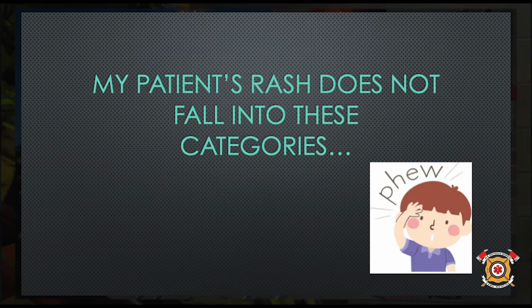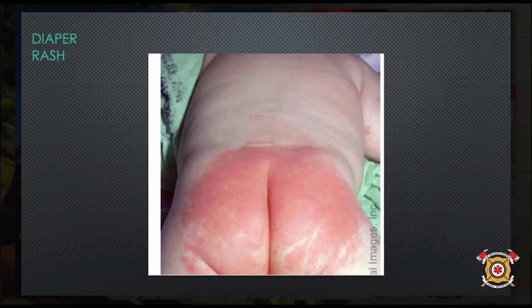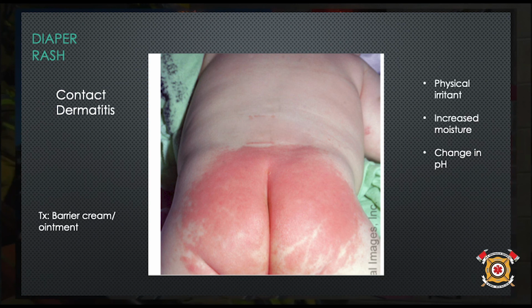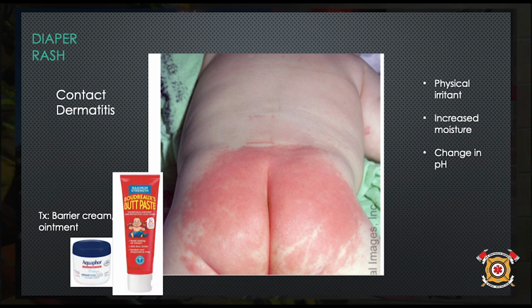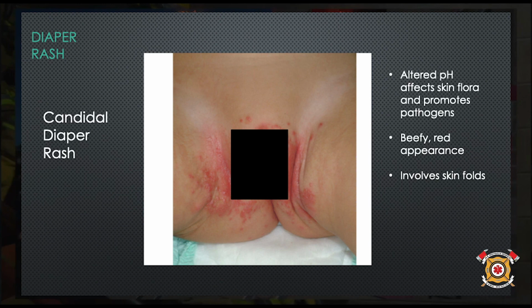My rash doesn't fall into these categories. That's good. What are we worried about? Well, less likely worried. We're thinking potentially this is a diaper dermatitis, which can look like this. You have contact dermatitis, which can be a physical irritant. Increased moisture and change in pH can cause problems, but basically you just do a barrier cream or ointment. I like Vaseline, but you have butt paste and you have Aquaphor. Candidal diaper rash can be a beefy red appearance and involves skin folds. You often just do nystatin and your barrier cream.